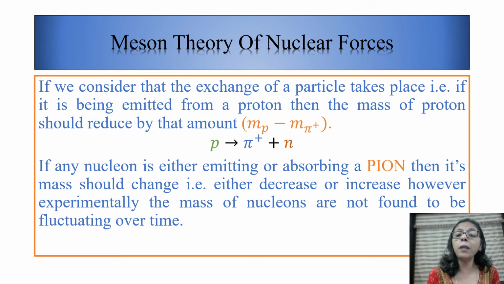However, experimentally, the mass of nucleons are not found to be fluctuating over time. And this is very, very surprising. You all have studied conservation of mass and energy. How is it possible? So that we have to understand in the coming slide.